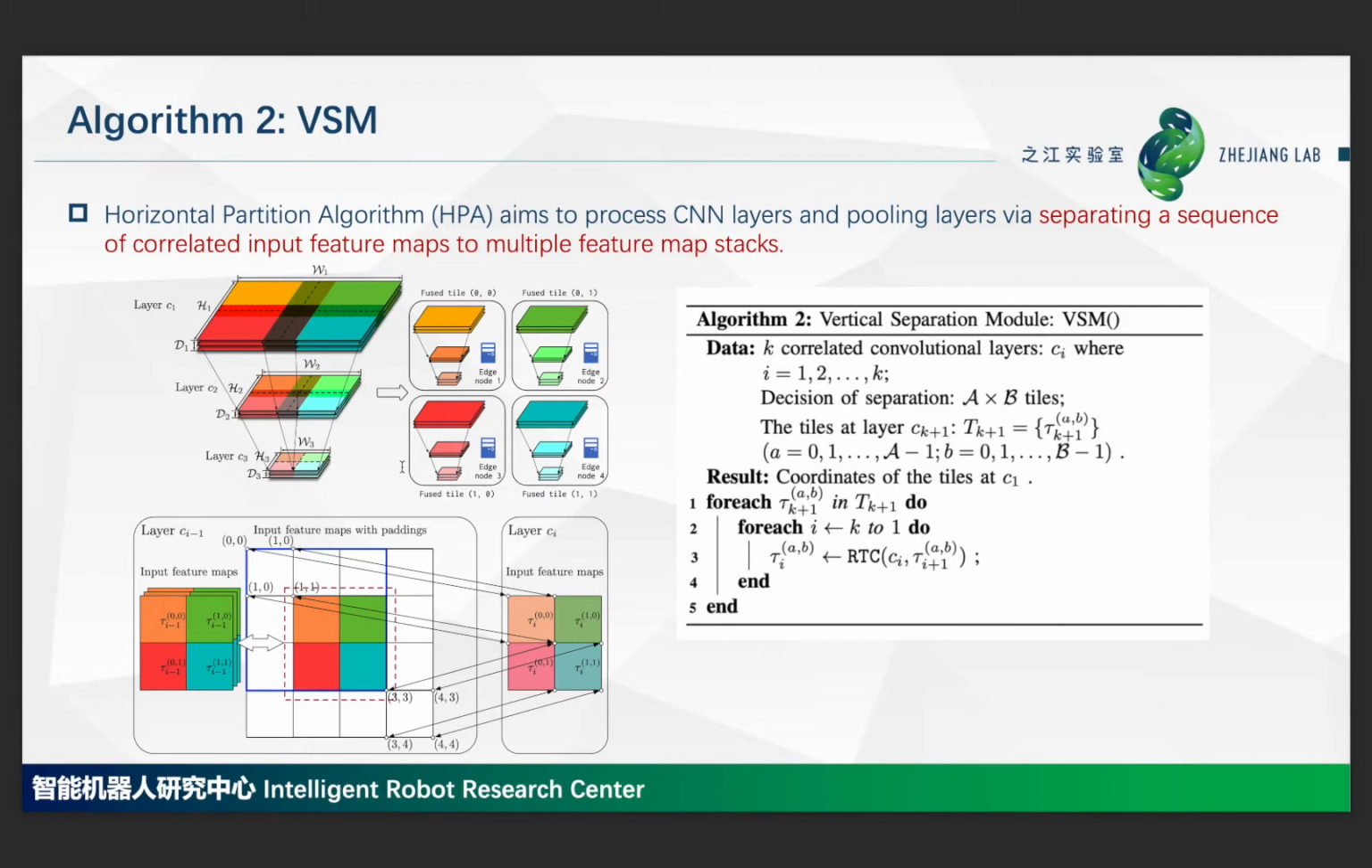It aims to process a CNN layer and a pooling layer, where we are separating a sequence of correlated input feature maps into multiple feature map stacks. We can see that there are paddings on an input feature map. So every time we want to find the corresponding coordinates of a feature map in the previous layer, we need to deduct the paddings, which is important and critical in our algorithm. Our algorithm, the vertical separation module, is shown on the right.